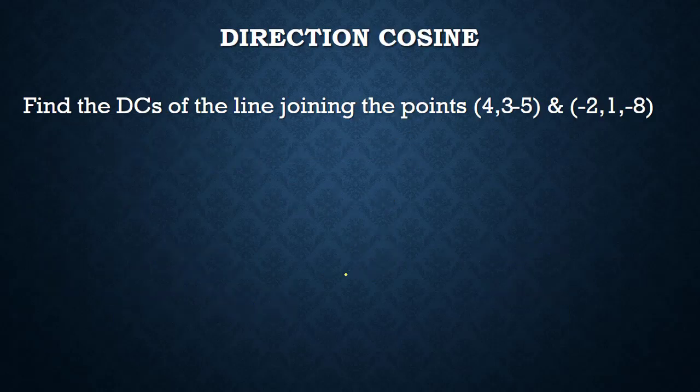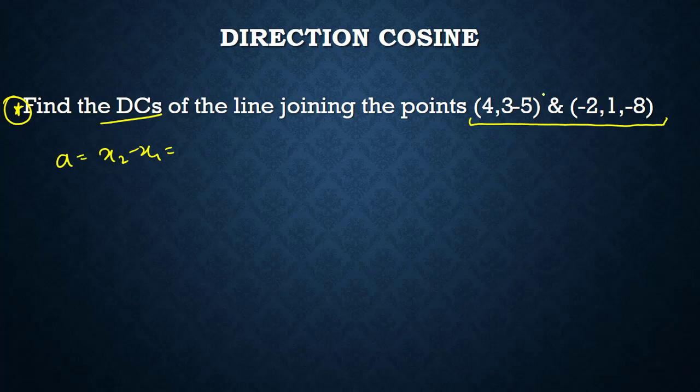So let's try to solve this second question. Find the direction cosines of the line joining the points. Now two points are given and they are asking the direction cosines. If two points are given, we can find the direction ratios. How? a is equal to x2 minus x1, which is nothing but -2 minus 4, which is -6. b becomes y2 minus y1, which is 1 minus 3, which is again -2. And c is how much? z2 minus z1, which is -8 plus 5, it is -3.